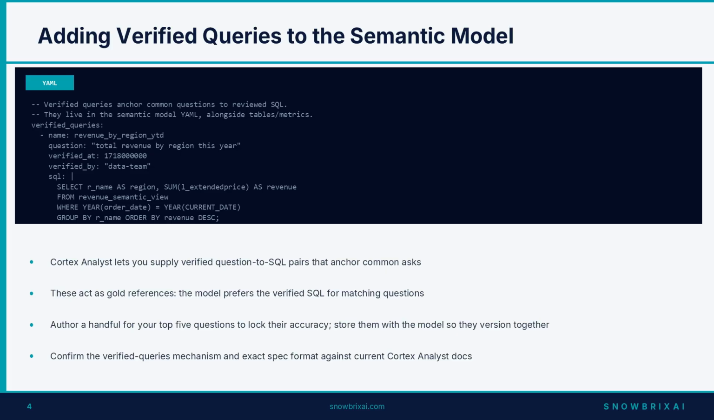Here is the first fix: verified queries. Cortex Analyst lets you supply reviewed question-to-SQL pairs, and they live right in the semantic model. Look at the spec: a verified query named revenue by region year to date, the question total revenue by region this year, who verified it, the data team, and the exact gold SQL underneath. These act as gold references for a matching question. The model prefers your reviewed SQL over a guess. Author a handful for your top 5 questions, and you log their accuracy. One quick note: verify the verified queries mechanism and its spec format against the current Cortex Analyst docs. The concept is stable, the exact format can move.